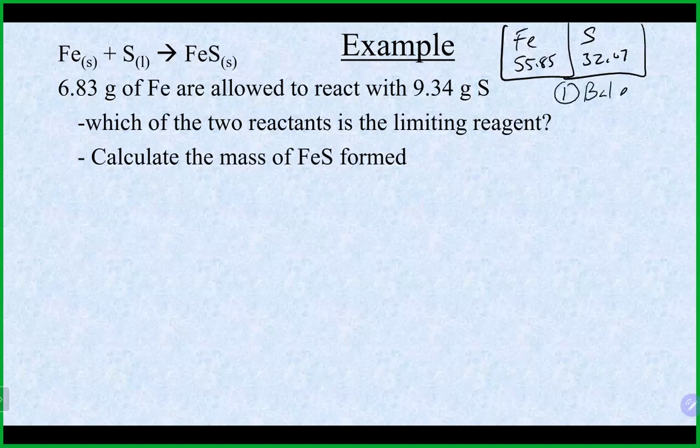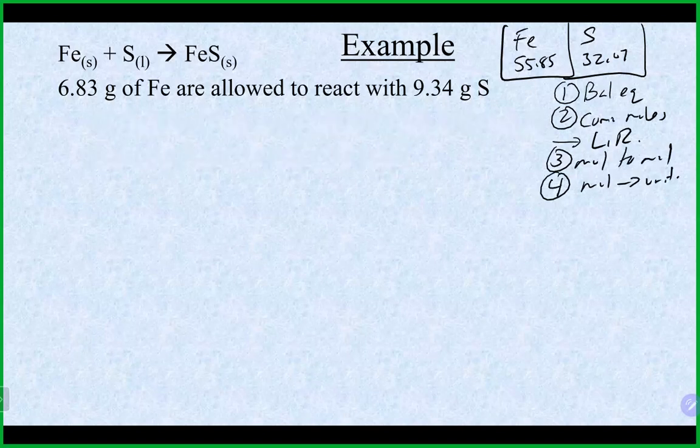Balance the equation, convert to moles. You do need to do perhaps a limiting reagent, mole-to-mole relationship. And okay, let's go through it together, see how you're doing. Again, first off, I'm given 6.83 grams of iron, allowed to react with 9.34 grams of sulfur.